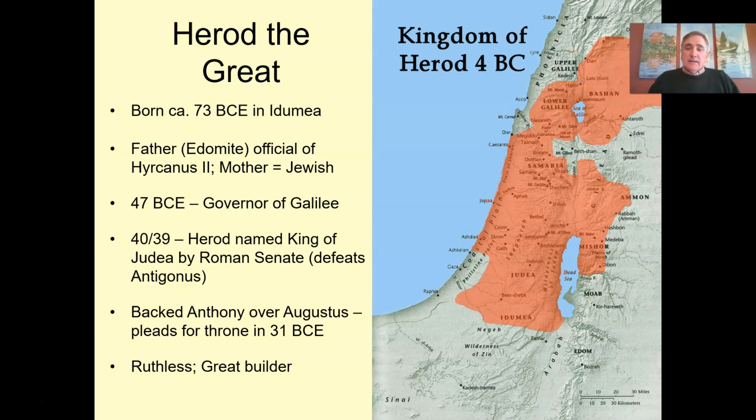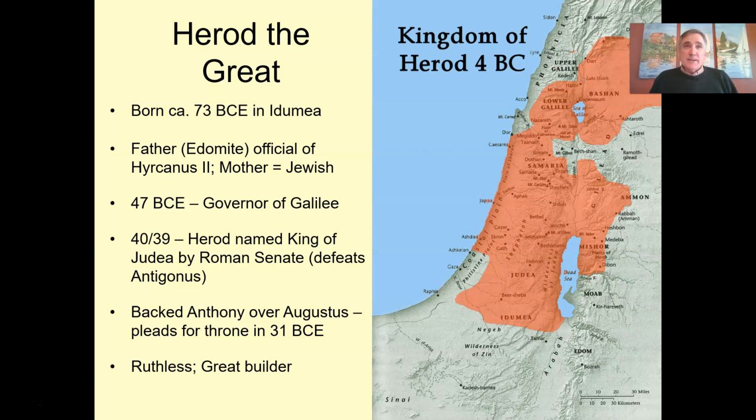But anyway, Herod the Great's father was an official within the court of Hyrcanus II, one of the descendants of John Hyrcanus. And he basically massaged it to get his son recognized as the governor of Galilee. Now, Herod the Great's mother was Jewish, so he does have Jewish blood in him, even though his father is an Edomite. He becomes governor of Galilee, and he's pretty successful as governor.